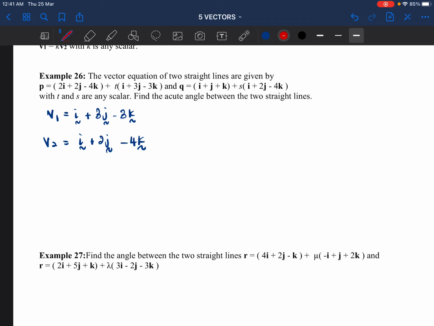Okay, so this is R1 plus TV1, and this is R2 plus SV2. We use S here for our V2. Okay, so to find the angle between two lines, we have theta equals inverse cos of V1 dot V2 over magnitude V1 times magnitude V2. So we have inverse cos.